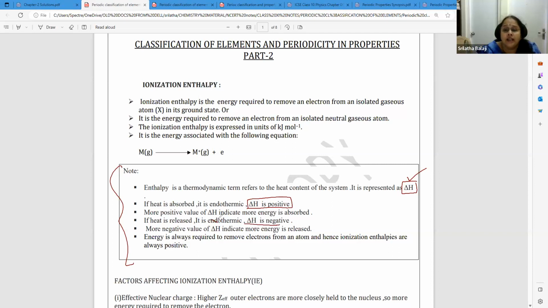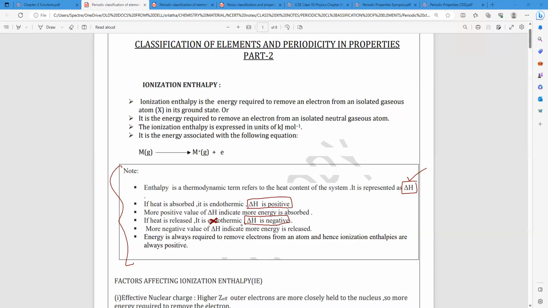Sorry, there's a mistake in the spelling here, it's exothermic. Got it? Keep this in mind, because we will study multiple enthalpy factors: ionization enthalpy, electron gain enthalpy, all of these are going to come into play. So enthalpy means heat or energy. If energy is released, delta H will become negative. If energy is absorbed, delta H is shown as positive. This is something you have to understand.